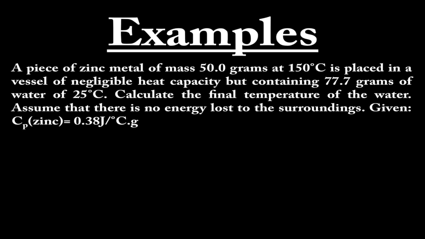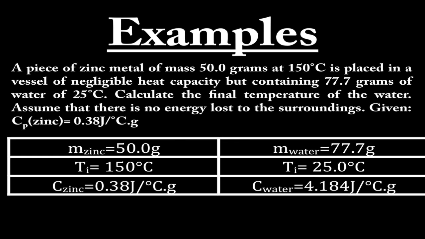A piece of zinc metal of mass 50 grams at 150 degrees Celsius is placed in a vessel of negligible heat capacity, but containing 77.7 grams of water at 25 degrees Celsius. Calculate the final temperature of the water. Assume that there is no energy loss to the surroundings. Our given heat capacity for zinc is 0.38 joules per Celsius gram. So here's a chart that has the given information organized.